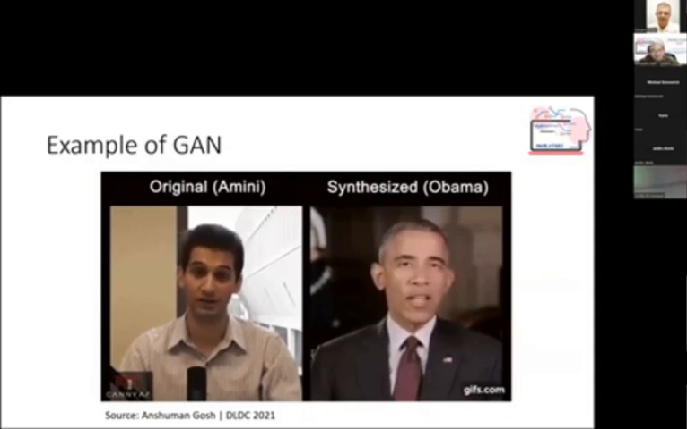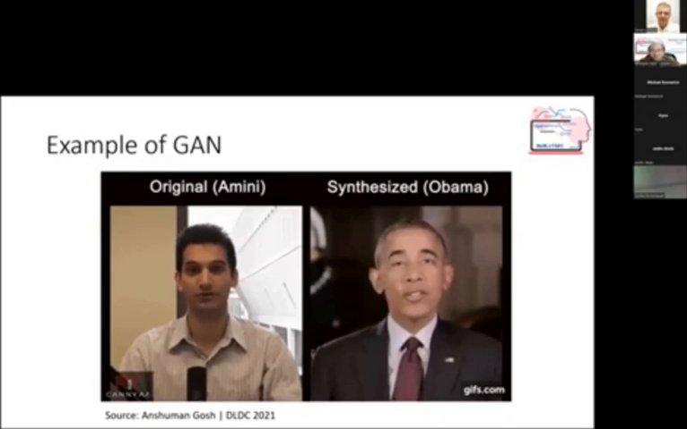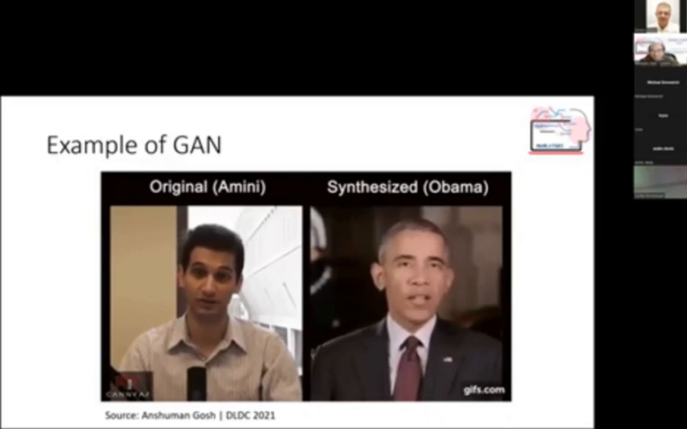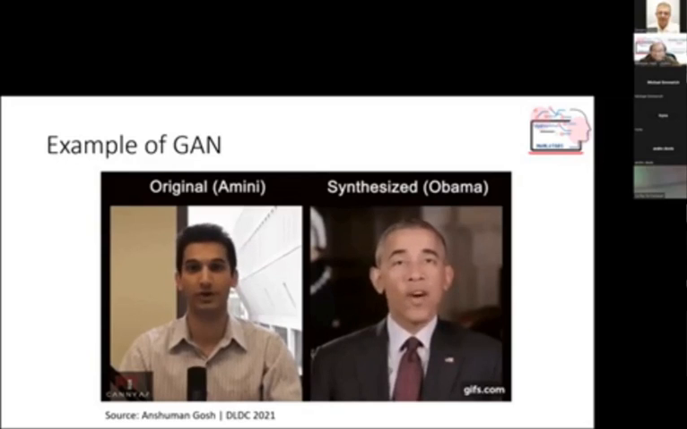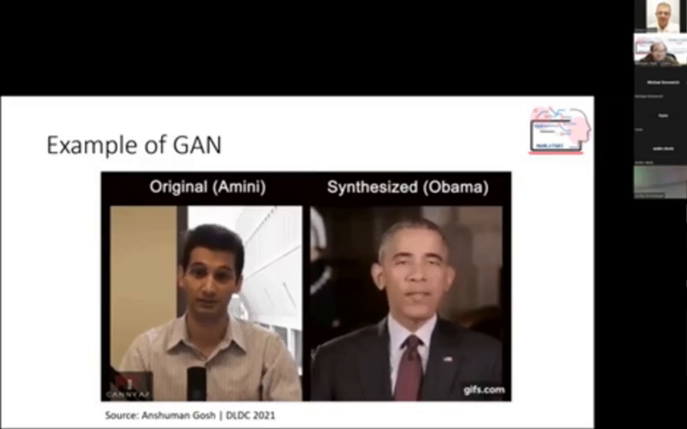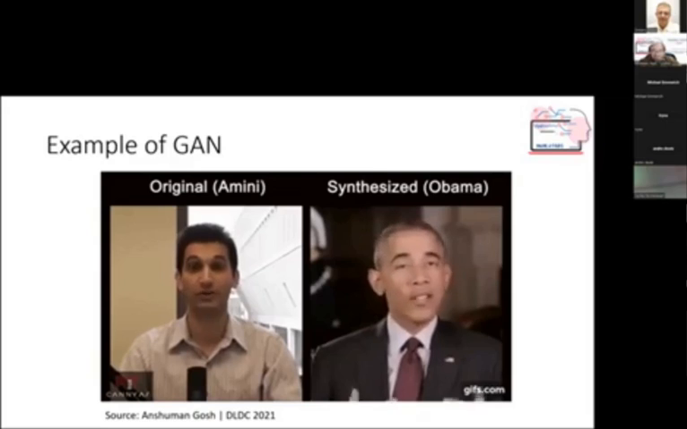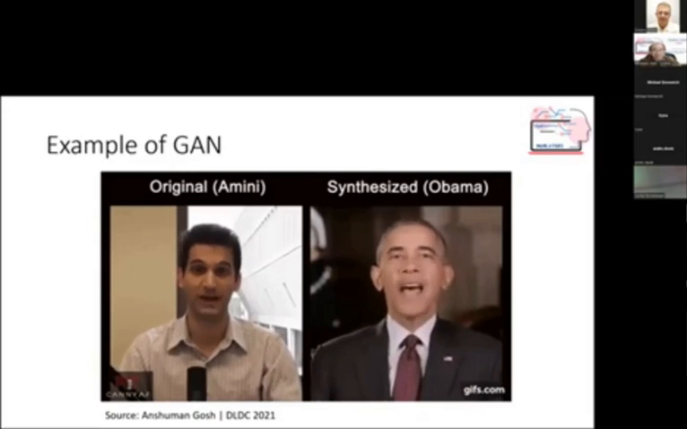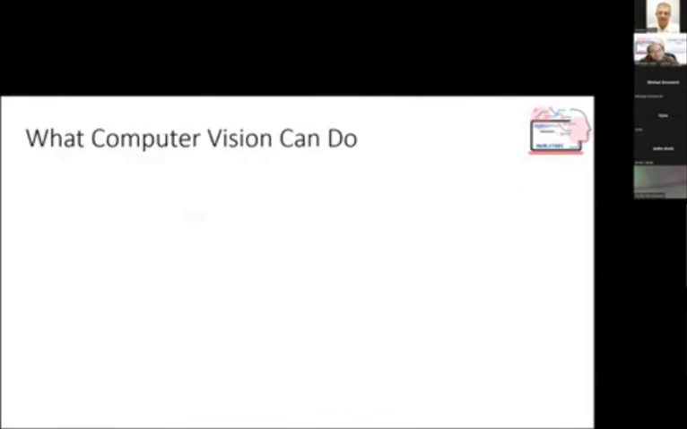There are several areas in which it can be used, particularly in creating infographics from text, website designs, data compression, drug discovery and development, generating text, music, art, and so on. So we have a question: what can computer vision do?